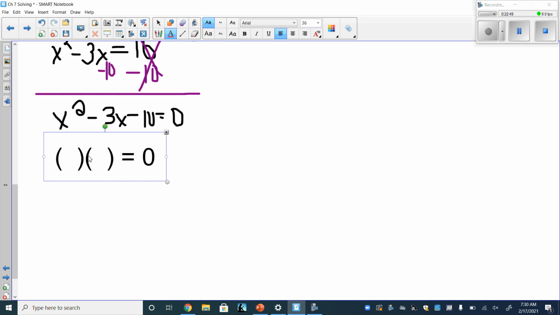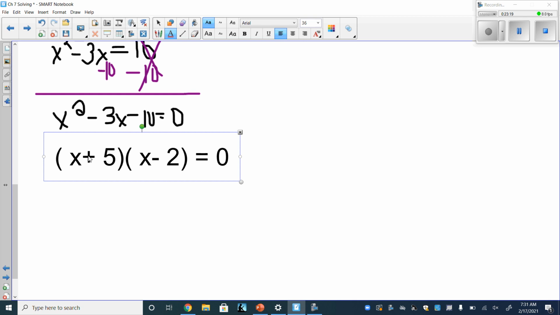And if we look at this here, since the 10 is negative, our signs are going to be opposite. One is going to be positive, and one is going to be negative. Now, if we look at the factors of x squared, we have x and x. And now the factors of 10. Well, the factors of 10 are 1 and 10, or 2 and 5. 2 and 5 are going to be the ones that I think would work. And we're going to take positive 5 and negative 2. And those two will be the ones that work.